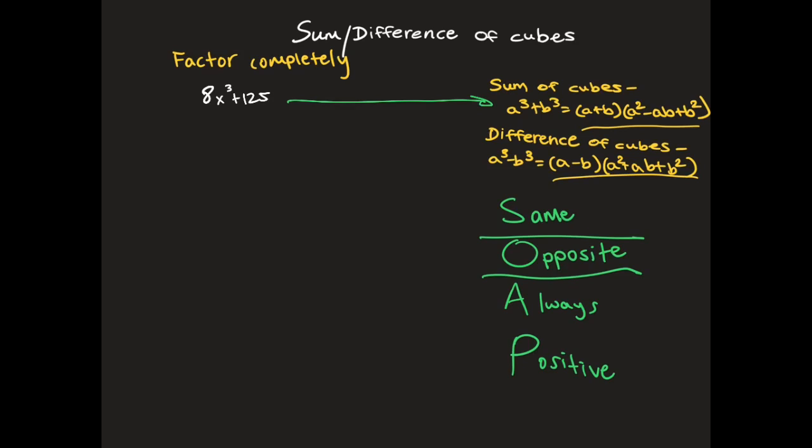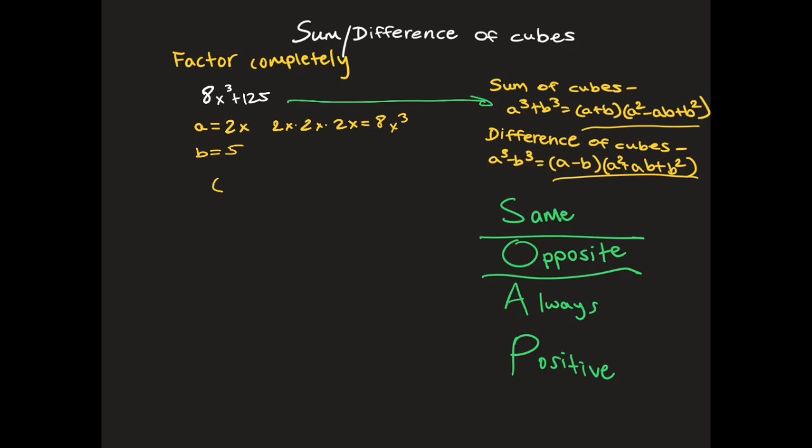So let's find our A and B value. What's a number multiplied 3 times equals 8x cubed? Now remember, there's that x. So that would be 2x, because 2x times 2x times 2x equals, 2 times 2 times 2 is 8, x times x times x is x cubed. Then B value is, as we did before, 5, because 5 times 5 times 5 is 125.